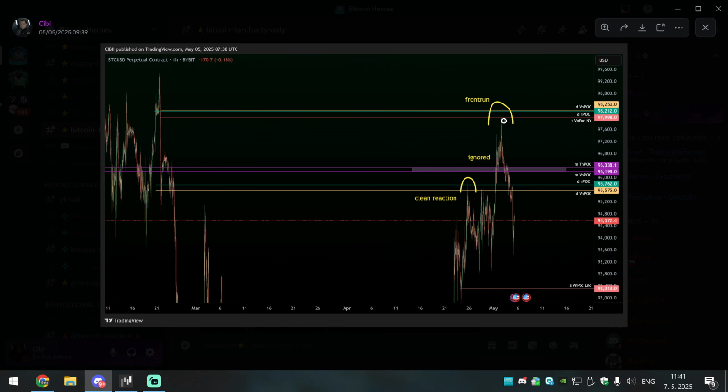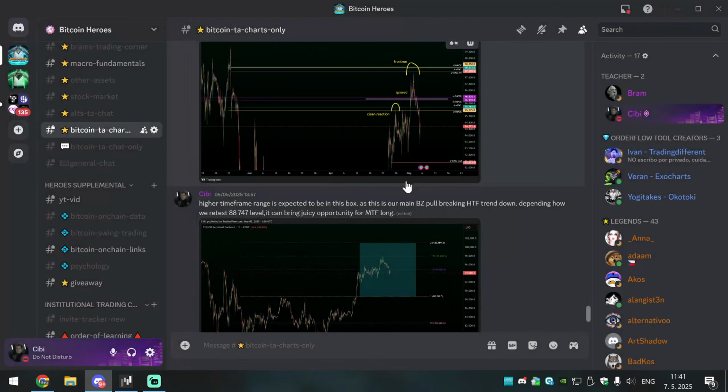So when you go beyond this high, you need to be aware. We still have 98,212 as another area, potentially to help with swing failure pattern. So watch that in the future.